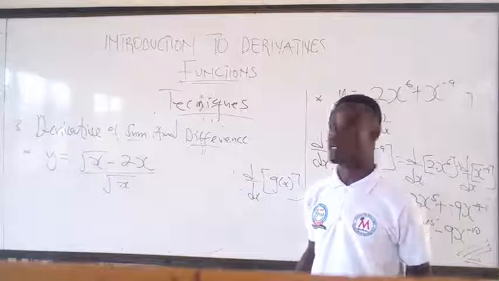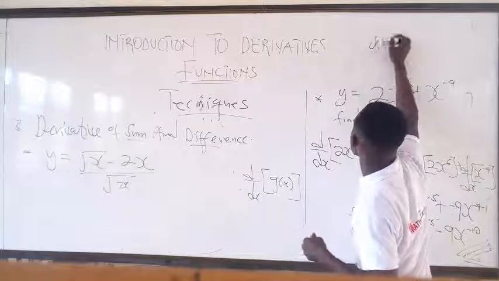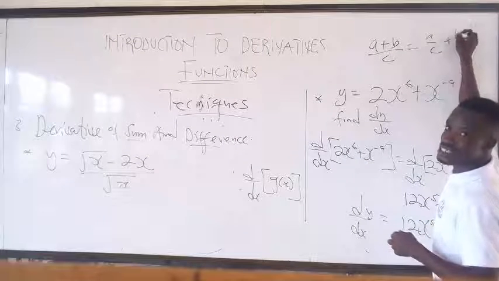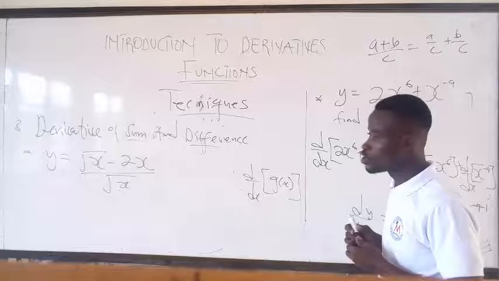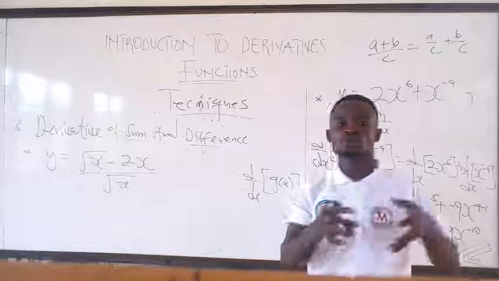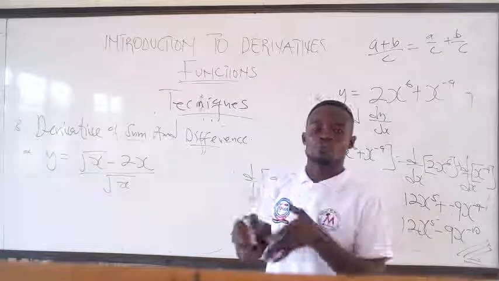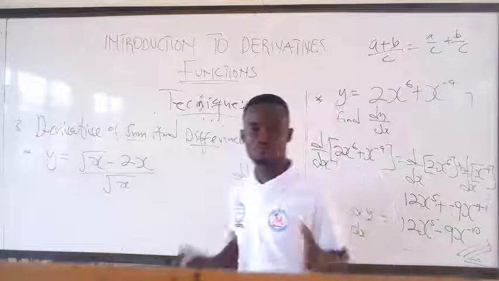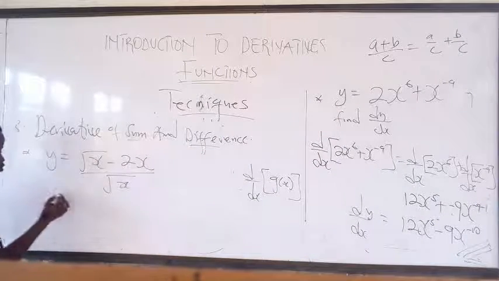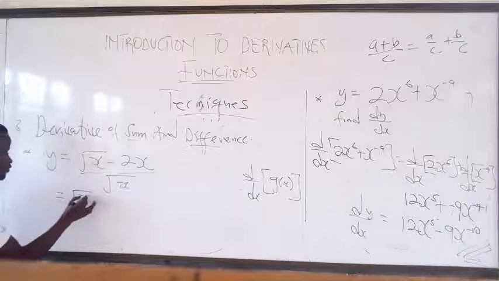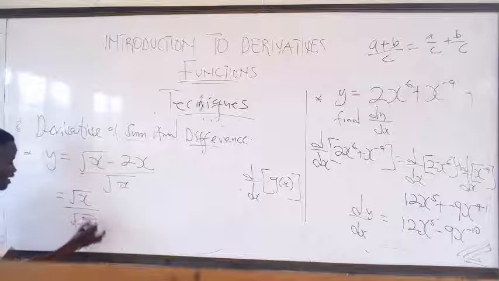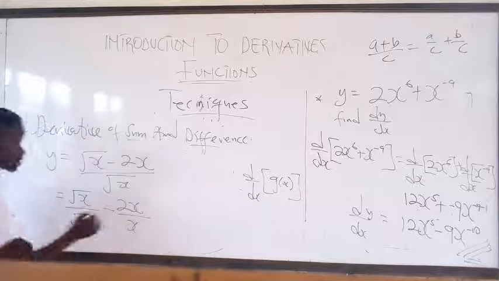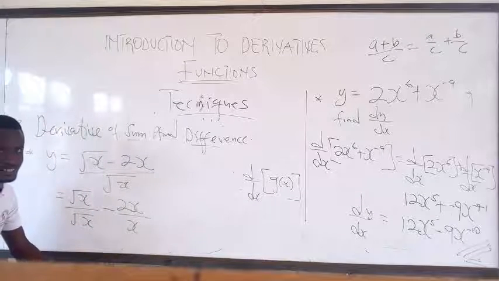It's simple. Because you know that if you have a plus b all over c, it's the same as a over c plus b over what? c. So you having this and you want to leave it in the form ax to the power n so that you can see your power and your exponent. Just divide by each. So here you can get square root of x over square root of x minus 2x over x. You see how simple it is?